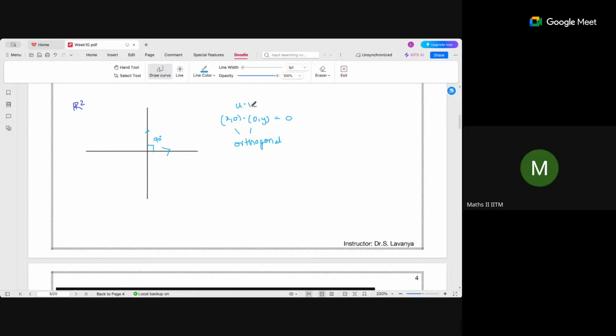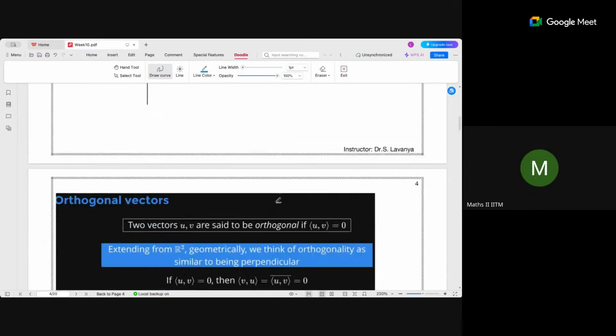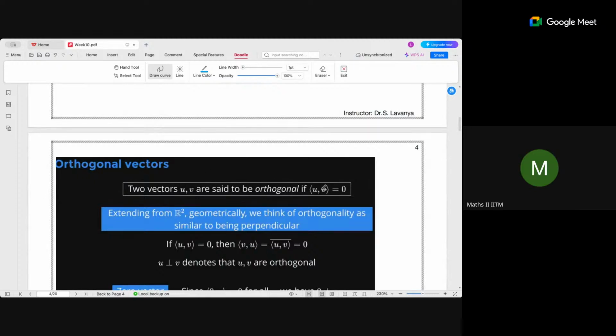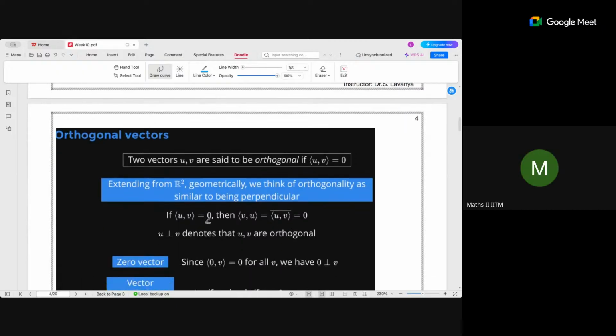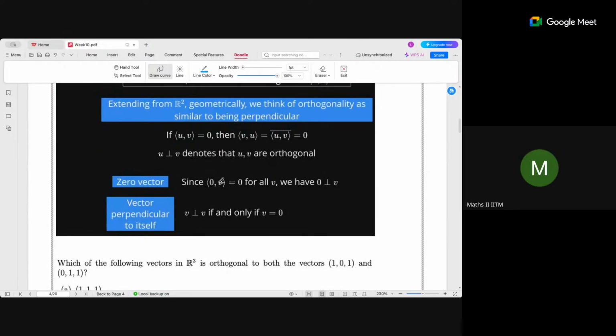So the inner product u dot v is 0. The same way, if the inner product is 0, then we say two vectors are orthogonal. Extending from R2, geometrically we think of orthogonality as being perpendicular. If inner product u comma v equals 0, then inner product v comma u should also be 0. So u is perpendicular to v. This is the notation for orthogonality. And you know that inner product 0 comma v equals 0, so 0 is orthogonal to all vectors.